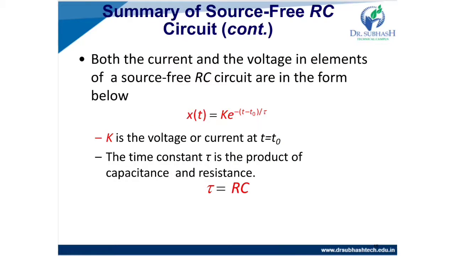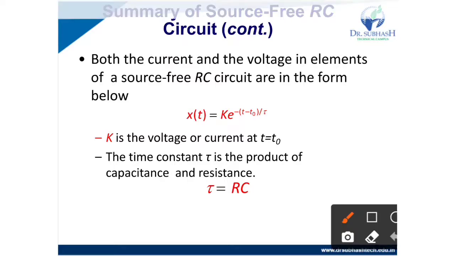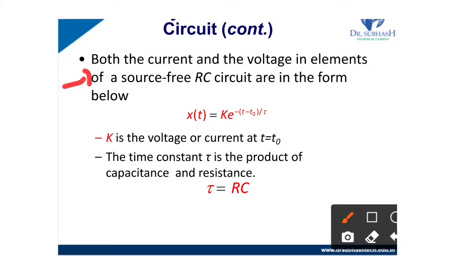Summary of source free RC circuit. Both the current and the voltage in an element of a source free RC circuit are in the form of x(t) = k e^(-(t - t0)/time constant). K is the voltage or current at t = t0. The time constant T is the product of the capacitance and the resistance, so time constant = RC.